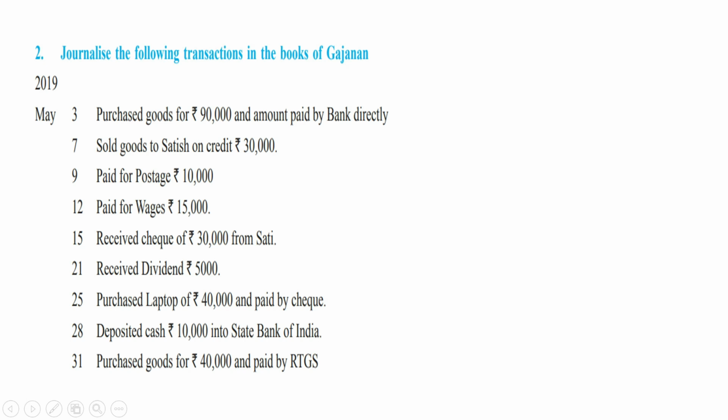When you are purchasing goods, the amount which you are paying, you are making payment through bank. So bank is a real account: debit what comes in, credit what goes out. Through bank your money goes out, so you will write bank on the credit side. So the journal entry will become purchase account debit to bank account.